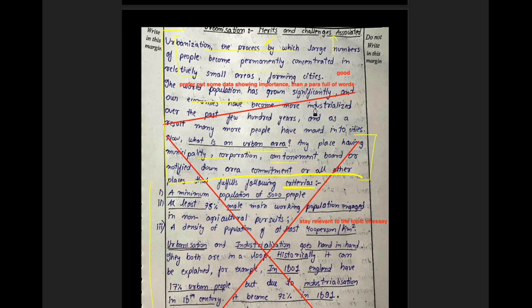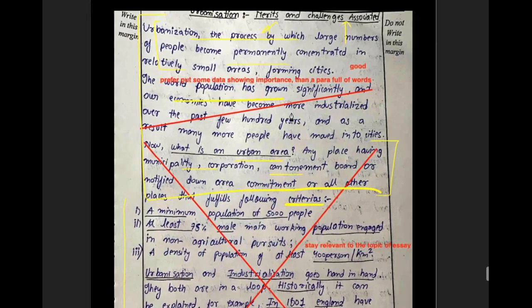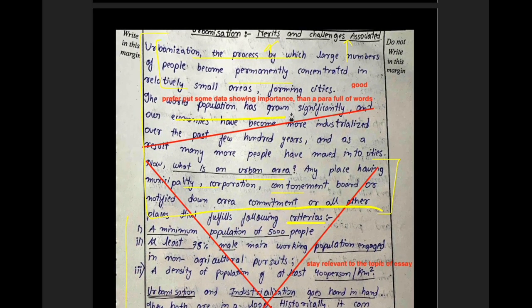Then you decide on the points. Okay, merits and challenges, you broke down the topic. Merit mein I can write these 5 points as merit. Challenges, I can write these 5 points as challenges. Then you think, क्या मैं इन 5 points पे example दे सकता हूँ? Can I give an example for this?